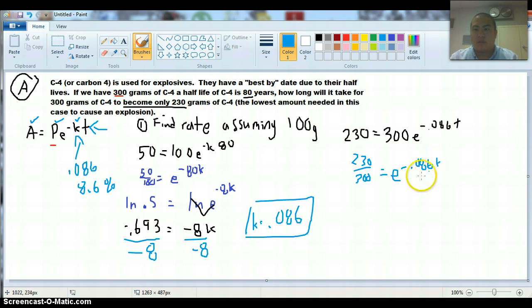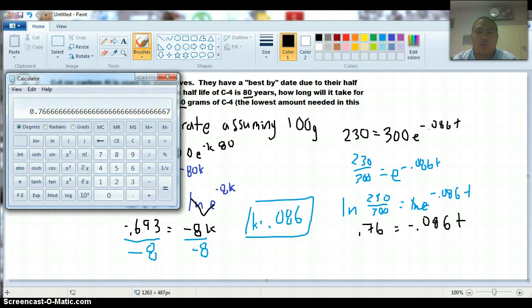Alright, good. Now I can take the ln, same as last time. ln of 230 over 300. I would find that as a decimal first and then punch it in. And then I have cancellation over here, ln of e to the negative 0.086 t. Well, this cancels out and I'm just left with that. Let me go ahead and do some calculations. I took the ln of 230 over 300 and I got 0.76.